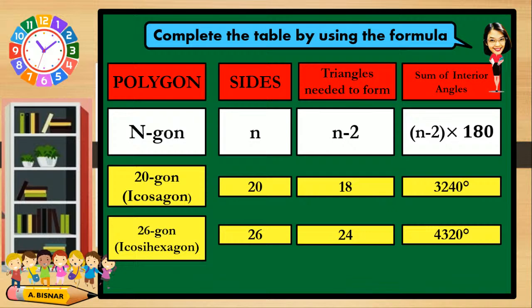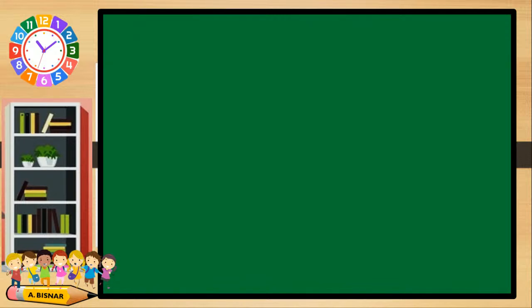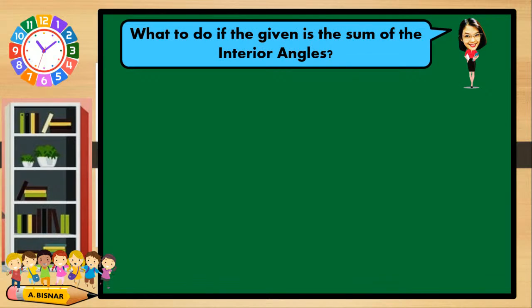Okay, gets po ba? Gets or gets na gets? Na-gets po. Again, you will just identify the number of sides. And after you identify the number of sides, you will subtract 2. After you subtract 2, then you will multiply it to 180. Okay? Now, paano kung kabaligtaran naman? Ibig sabihin, what to do if the given is the sum of the interior angles.